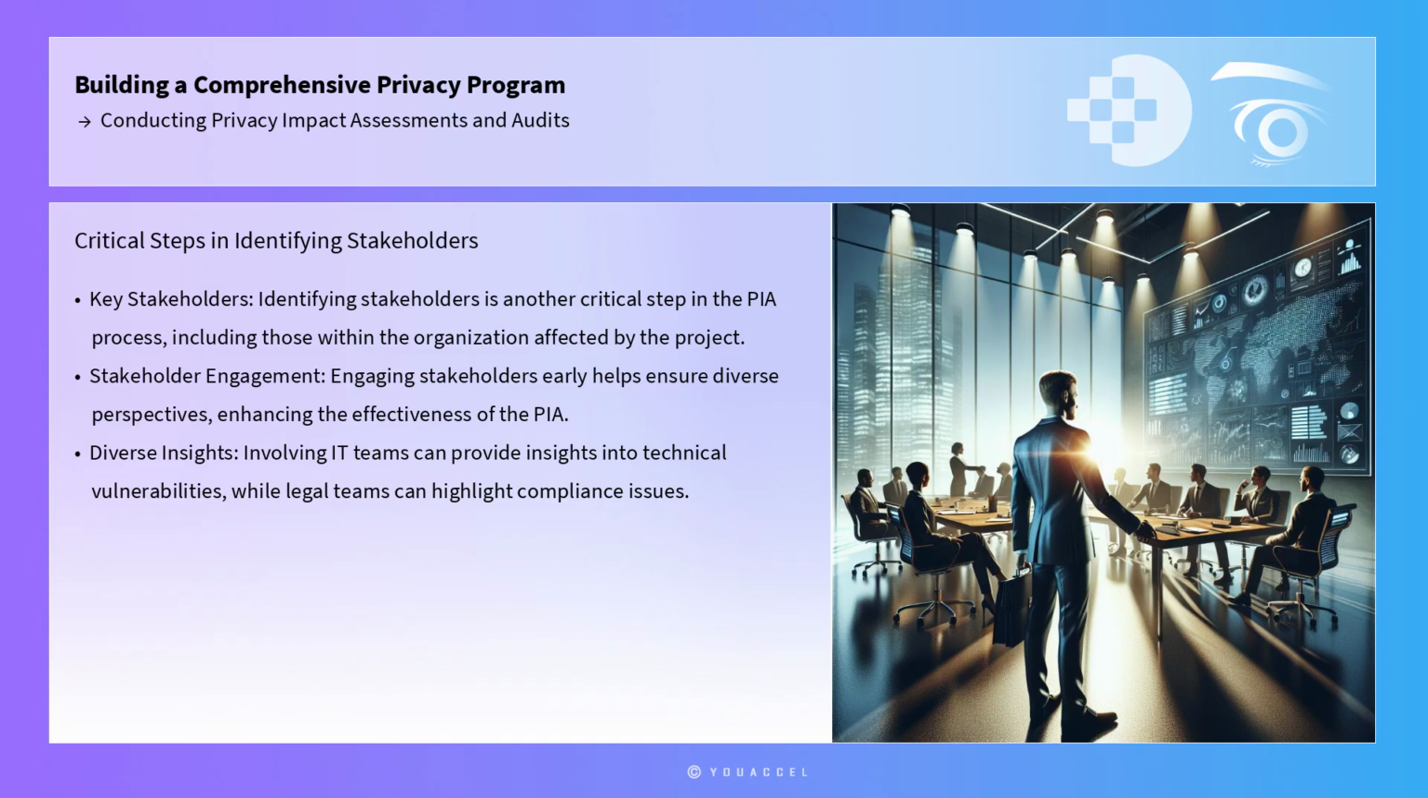Identifying stakeholders is another critical step in the PIA process. Stakeholders typically include individuals or groups within the organization who have an interest in or are affected by the project. This may include data protection officers, IT staff, legal teams, and even customers. Engaging stakeholders early in the process helps ensure that diverse perspectives are considered, enhancing the effectiveness of the PIA. For instance, involving the IT team can provide insights into technical vulnerabilities, while legal teams can highlight compliance issues.